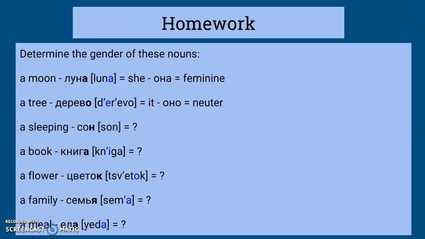Okay, friends. Determine, please, the gender of these nouns. For example, a moon, in Russian, луна. Луна becomes she, она, feminine. A tree, дерево, becomes it, оно, neuter. Let's continue.